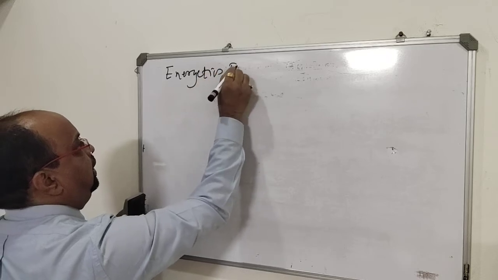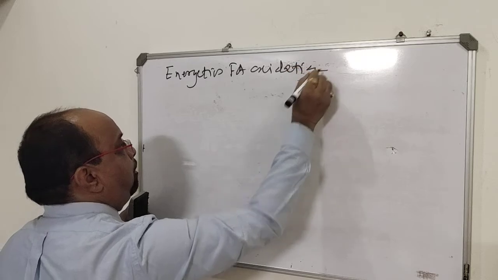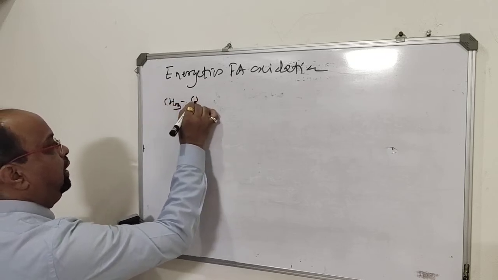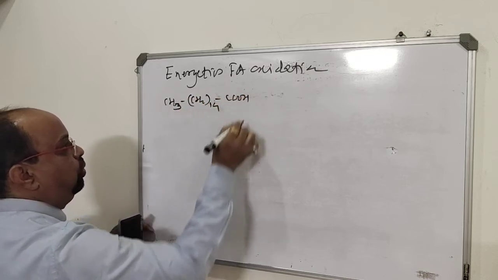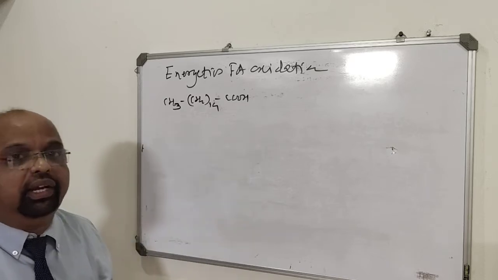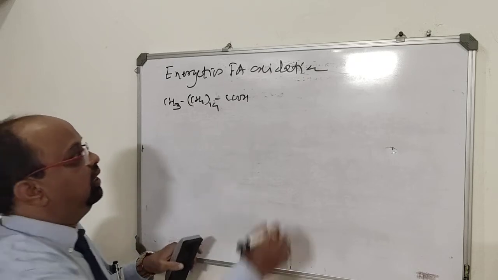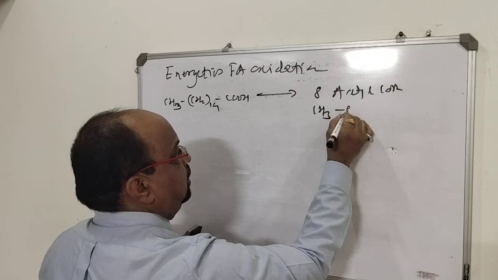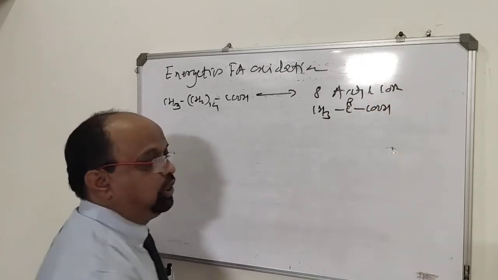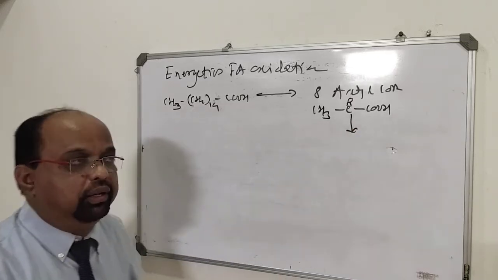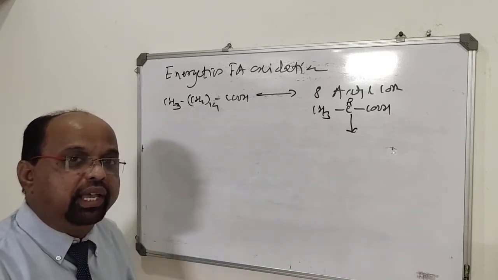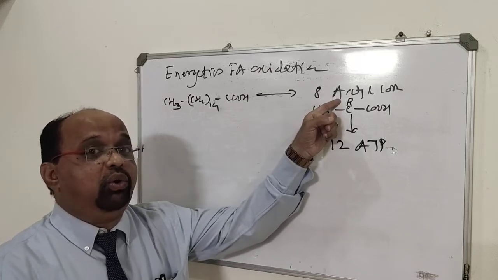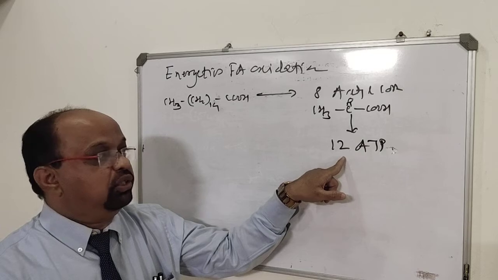Let us talk about the energetics of fatty acid oxidation. How much energy is generated? For example, consider palmitic acid, CH3, CH2 14, COOH. When this palmitic acid undergoes the beta oxidation process, it generates 8 acetyl-CoA, that is CH3, C double bond O, S CoA. And when one acetyl-CoA is catabolized through the TCA cycle, it generates 12 ATPs.